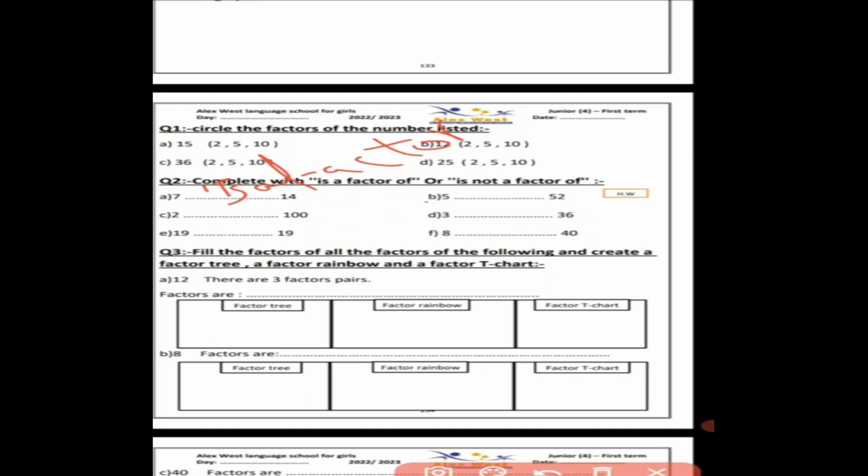5 is a factor of 52 or isn't a factor of 52? 5 is a factor of a number if the ones digit is 0 or 5. We have 2 in the ones digit, so 5 isn't a factor of 52.